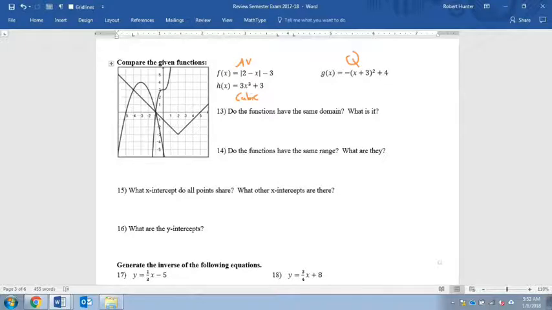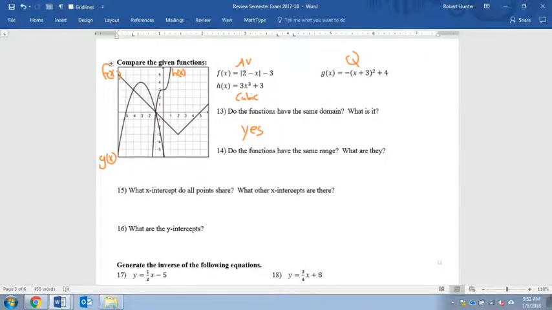Alright, so this is my quadratic, my g of x. This is my absolute value, my f of x. And this is my cubic, my h of x. Okay, so we know which one's which. Do the functions have the same domain? Well, the answer is yes.